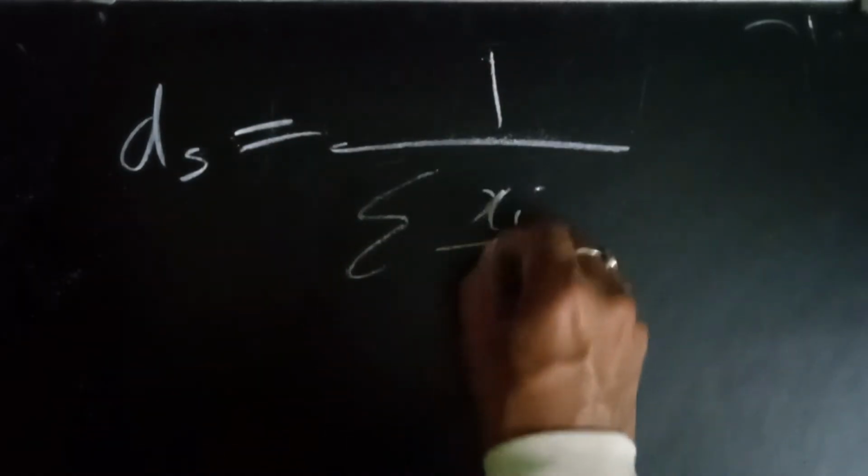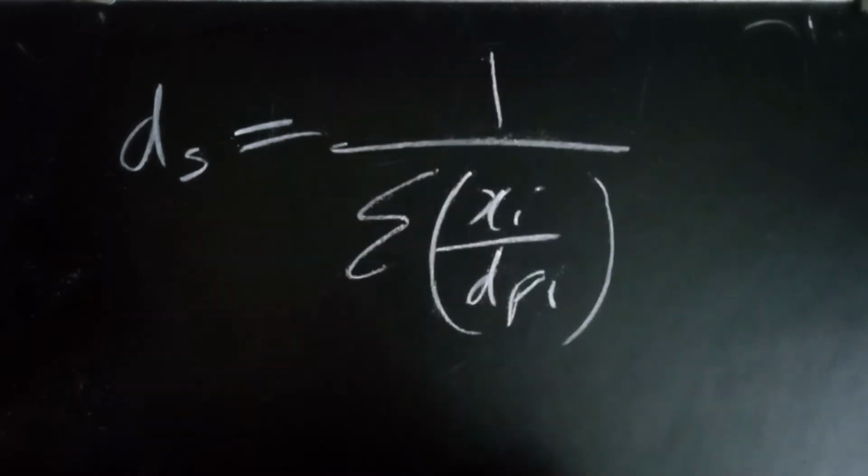Next is the Sauter mean. The Sauter mean says just 1 upon the sum of xi by dpi. The Sauter mean diameter.